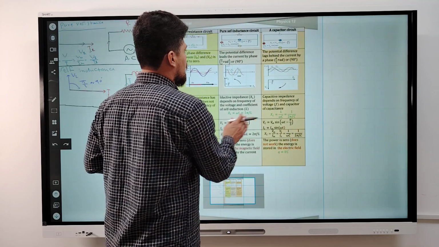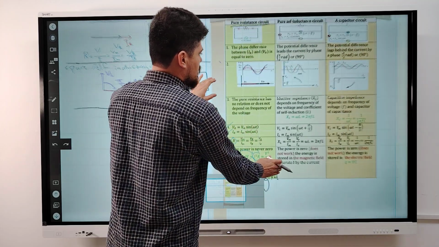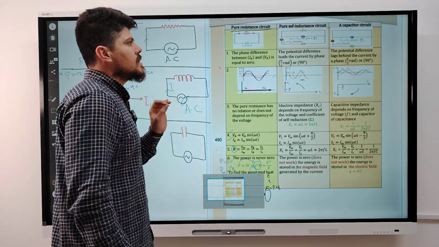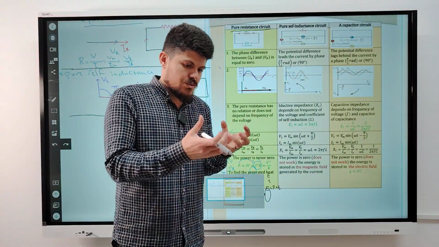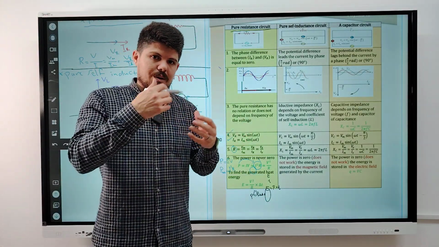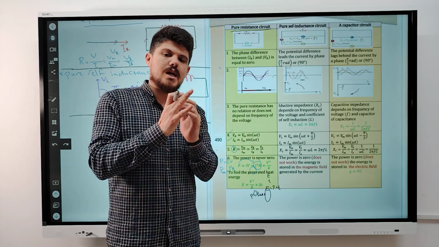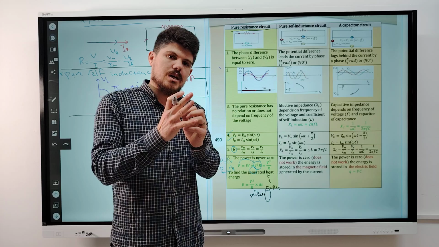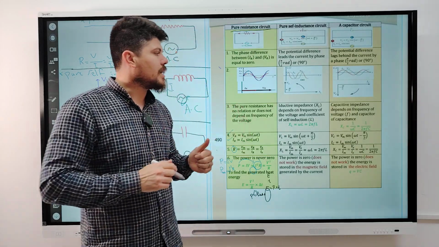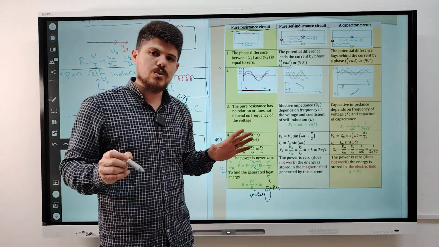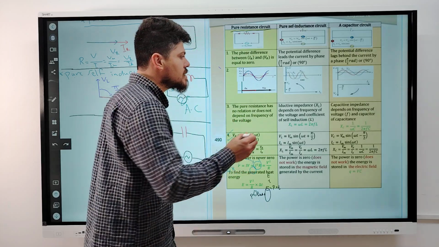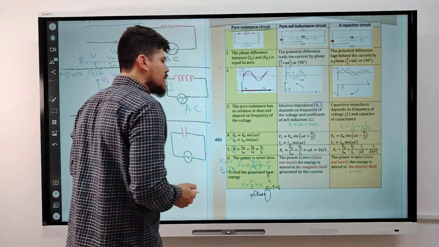In pure cell of inductance with AC circuit, there is a resistance of the coil. When the current passes through this circuit, this coil will resist this current. The resistance to this current in inductance is called what? Inductive impedance. It's called what? Inductive impedance, XL.